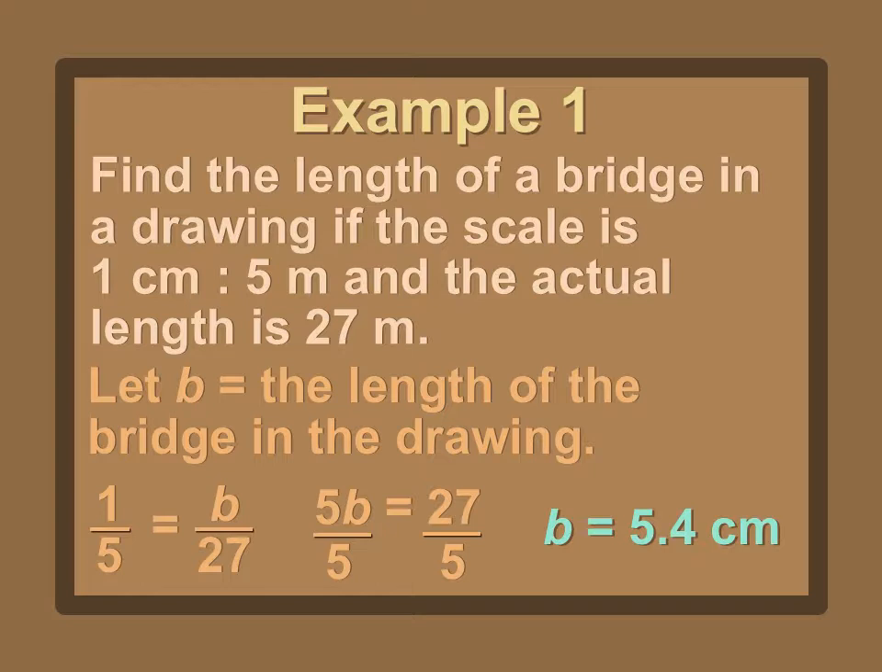And I'm okay with you leaving the answer as 27 over 5. That's fine as long as you reduce. But if you went ahead and divided 27 by 5, you would get 5.4 centimeters, which means that if you're looking at a photograph of a bridge and the scale is 1 centimeter is 5 meters, your bridge in the picture is 5.4 centimeters long.